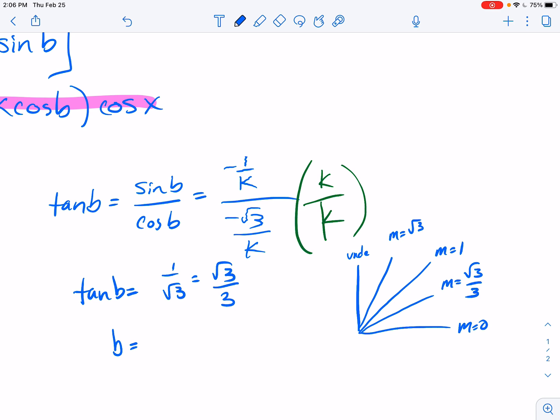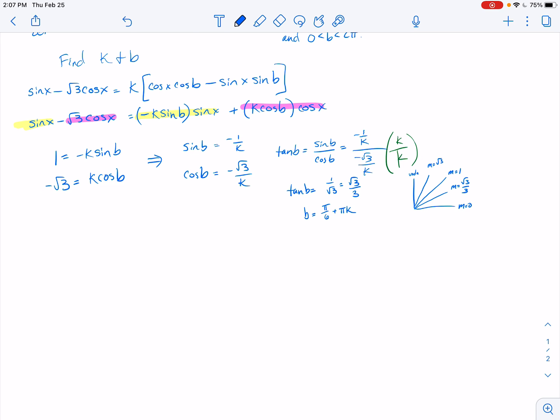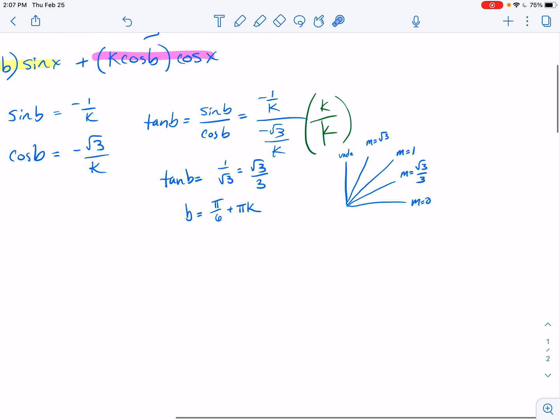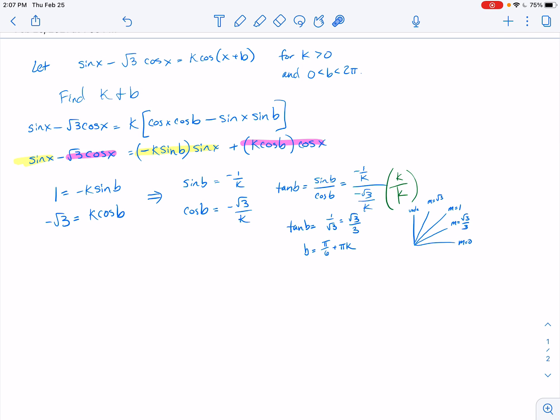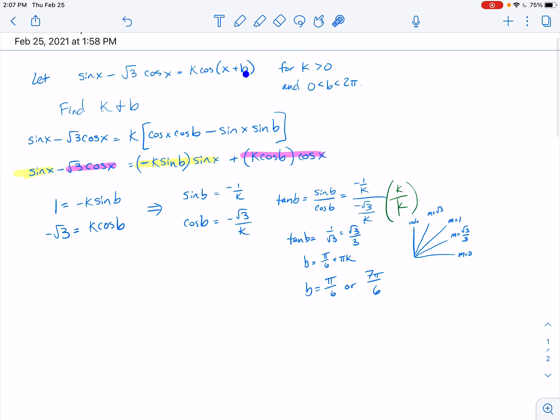So let's say b is equal to pi over 6 plus, but since it's tangent, we're going to say pi k. Another thing I want to point out: they're telling us that b needs to be between 0 and 2 pi. If we think about the unit circle, b could be pi over 6 or 7 pi over 6, and we need to verify which one of those two it is. So what I think we should do is come back to one of these original equations, plug in our two b values, see what k is, and then verify that k actually meets this requirement.